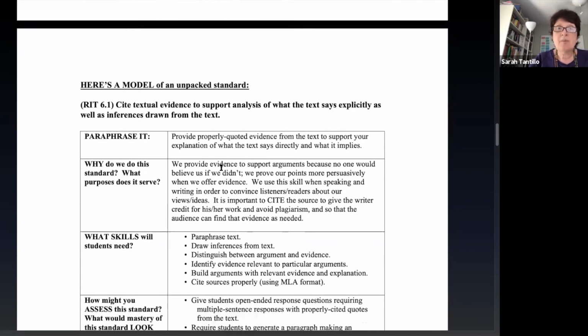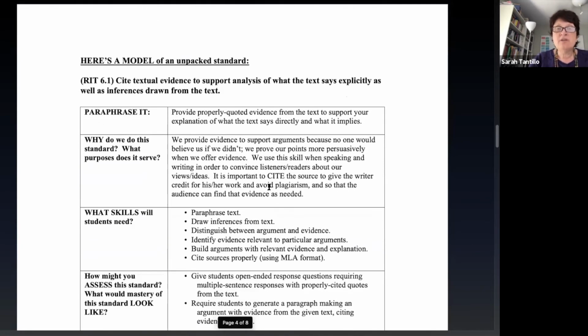After you've come up with some form of paraphrasing, and again, there's not one right answer here, you're putting it in your own words. So you may have a different paraphrasing of the same standard than I do. You want to think about why we do this standard. This is really, really important. And unfortunately, too many people skip this step. And I think it's really critical because if you think about students being engaged in the work that we do, they have to understand why we focus on the standards that we focus on. How can these standards be helpful?